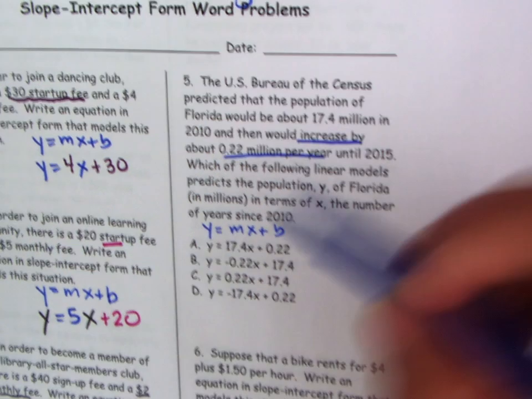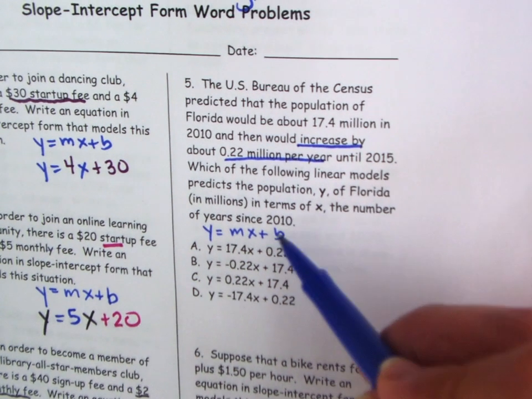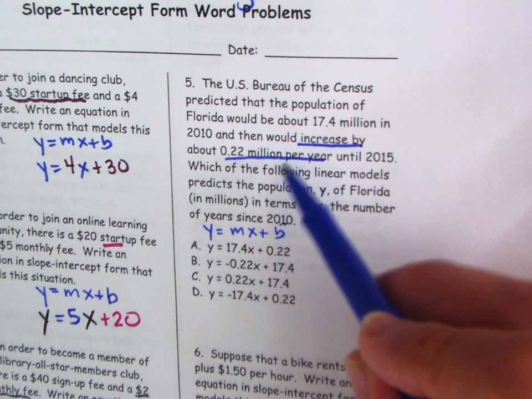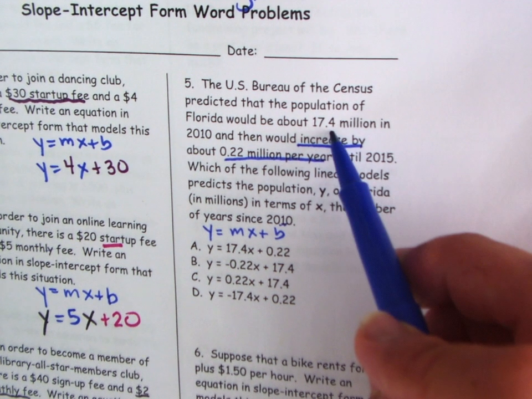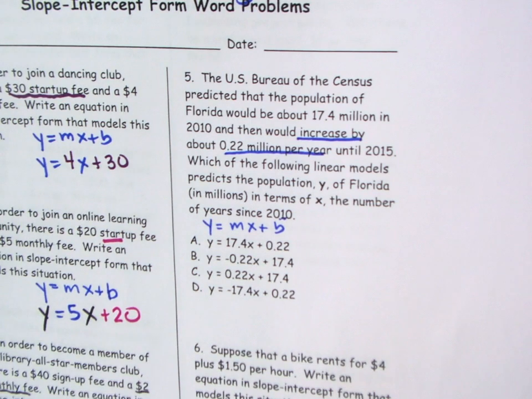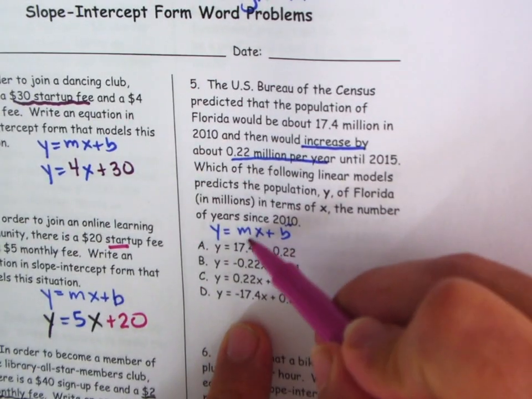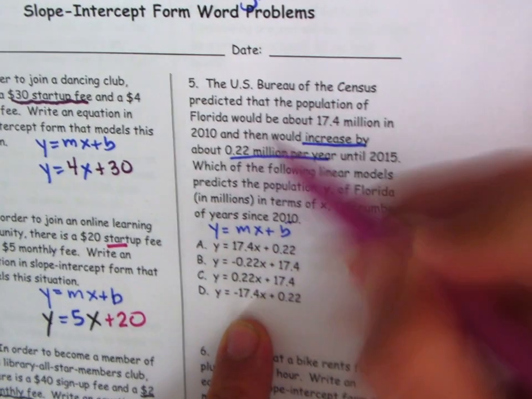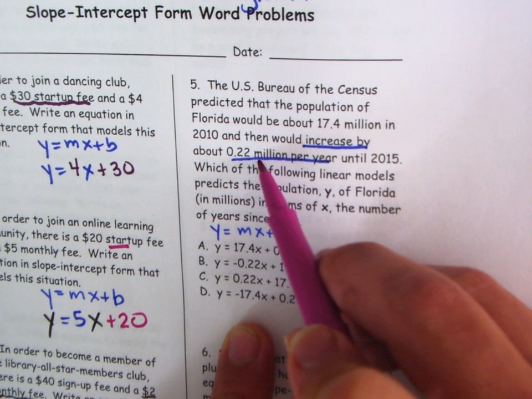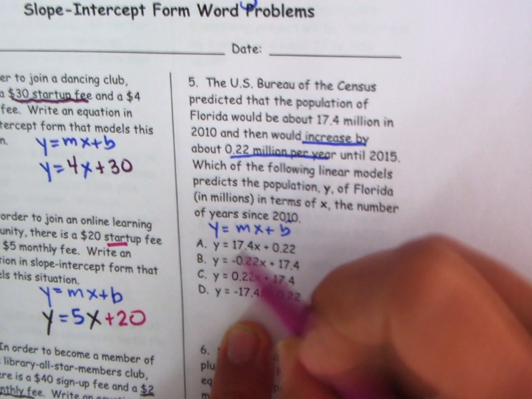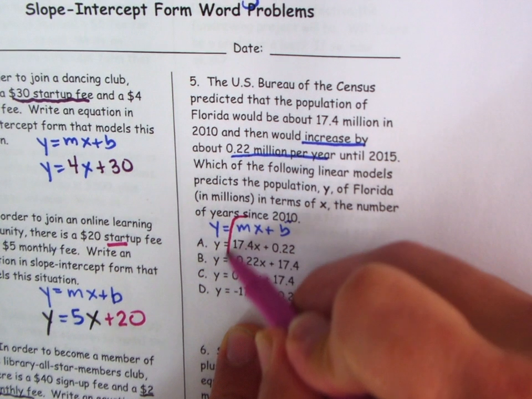All right, so what's your starting point? My starting point, they're saying, is what? 17.4 million. That's what we're going to start with. And then your m is your growth. How much is it growing by every year? So the growth is 0.22 million. So your m, where is 0.22 million?